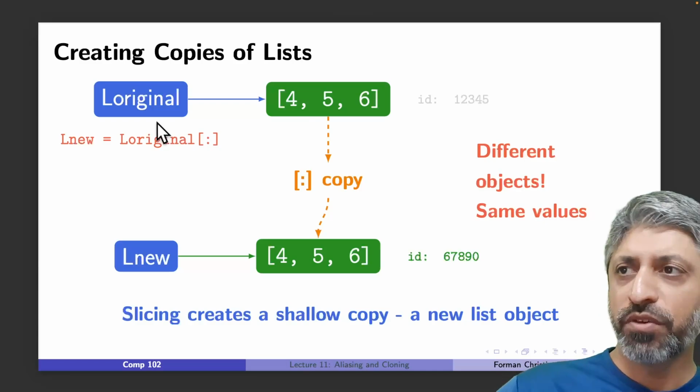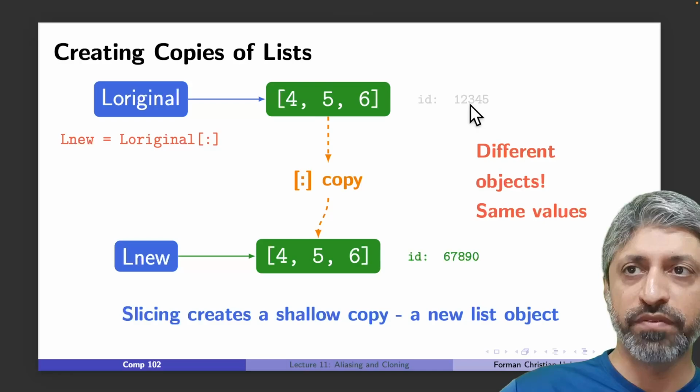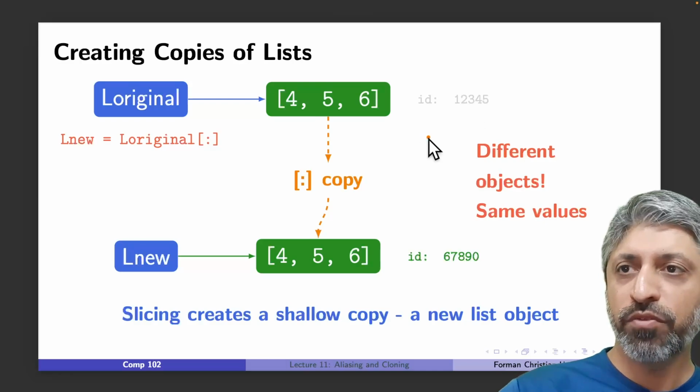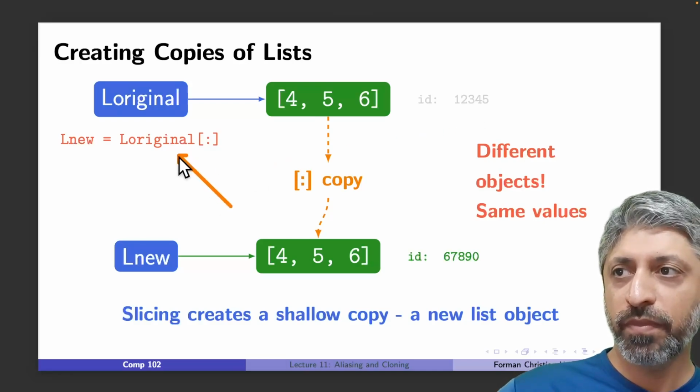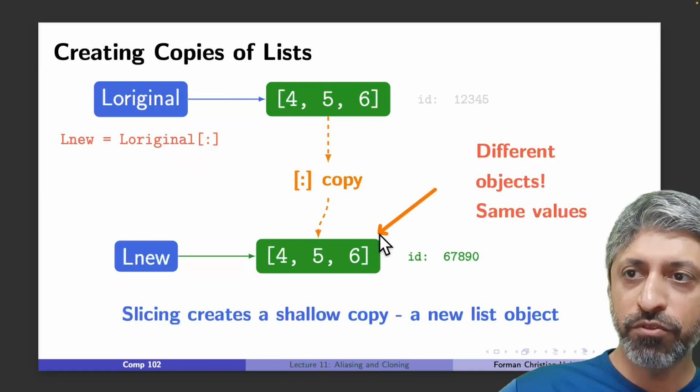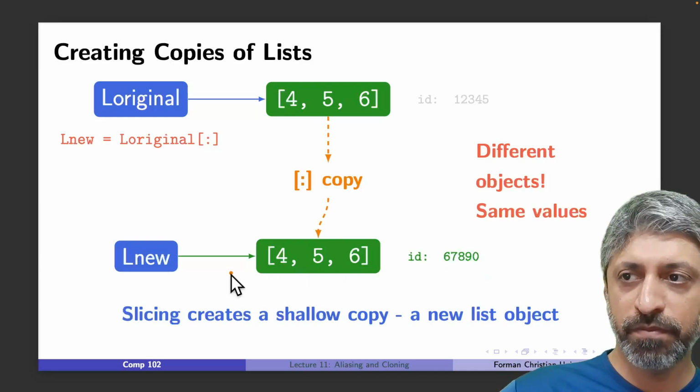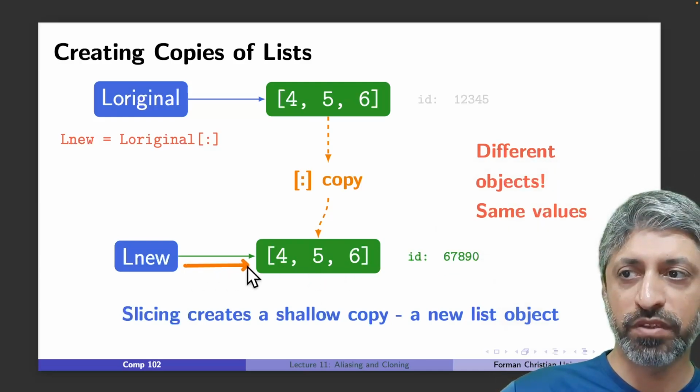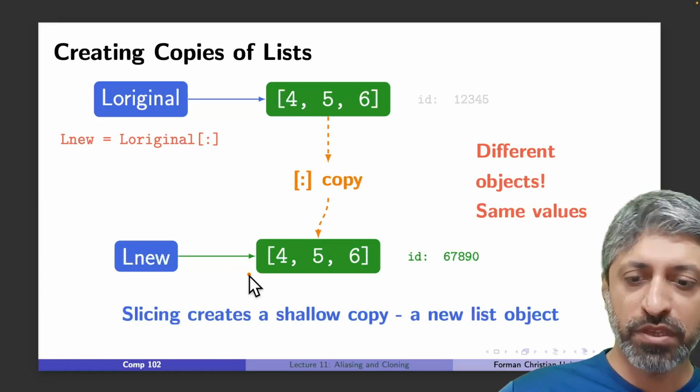So for example, you have an original list which has 4, 5, 6 and its ID is 1, 2, 3, 4, 5 जहाँ पे mentioned है. Now when you create a copy using slicing, it's going to create a completely new object in the memory with a different ID. Then it's going to copy all the data and then it's going to assign the label to this data. So this is something called a shallow copy.